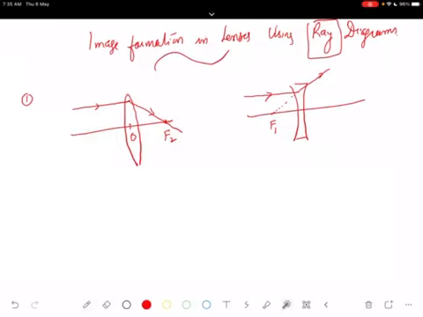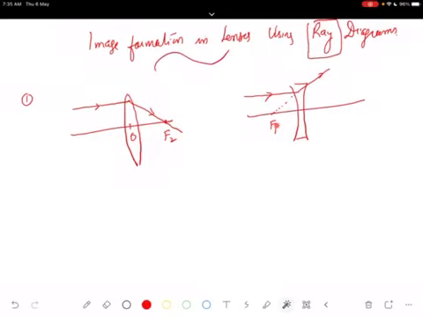First ray: parallel to the principal axis, after refraction passes through the principal focus that is on the right side of a convex lens. And in the case of a concave lens, a ray parallel to the principal axis, after refraction, appears to come from the principal focus F1 that is on the left side. So this is the first point we have to consider.